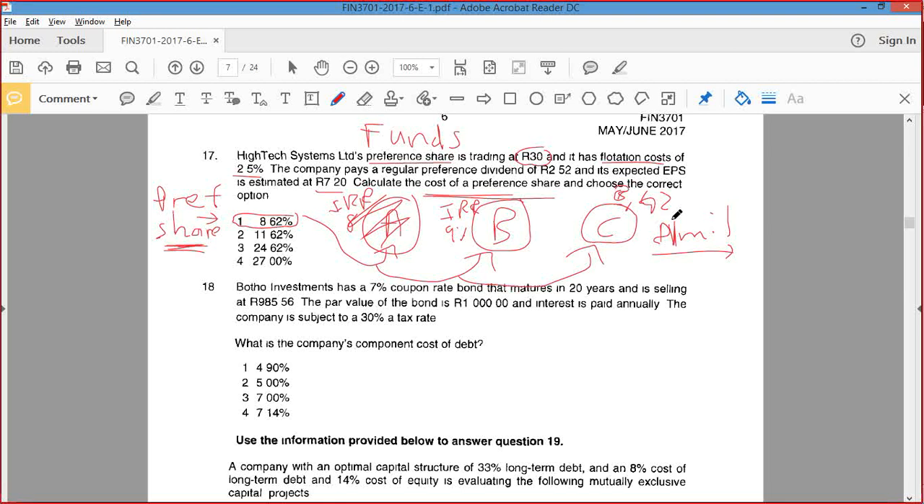If the capital costs us 8.62%, we would have to look at least at getting a return of 8.62% in order for the project to be feasible. Yeah, minimum, as long as you're only looking at preference shares as your source of funding. Cool. But remember, this is not the only source of funding.